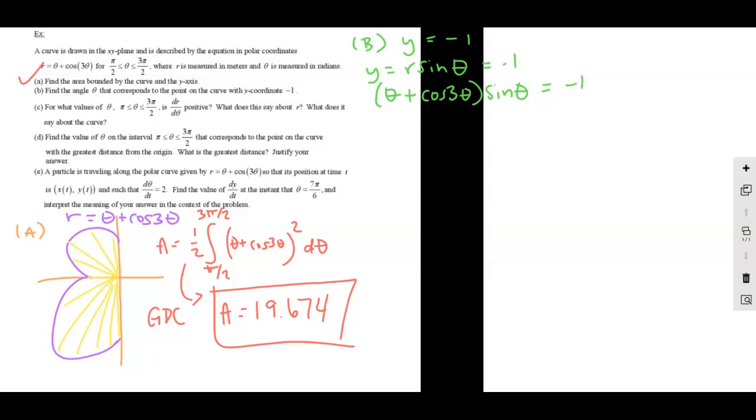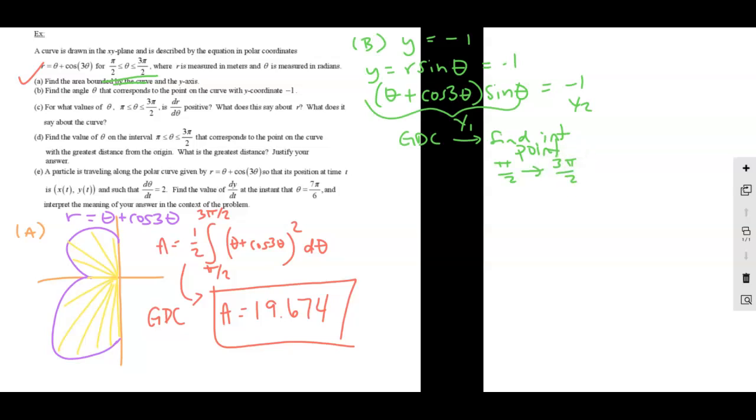And we're going to switch this back to regular function mode. We're going to type that into y1. We're going to type this into y2. We're going to use the graphing data calculator. We're going to find the intersection point. And again, we're going to only want the intersection point between pi over 2 and 3 pi over 2.